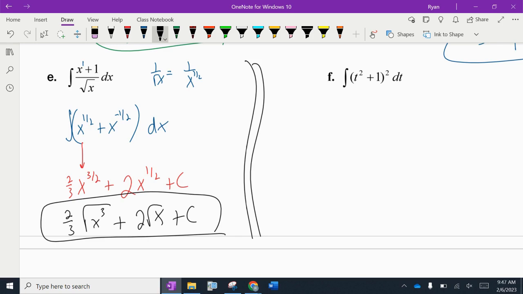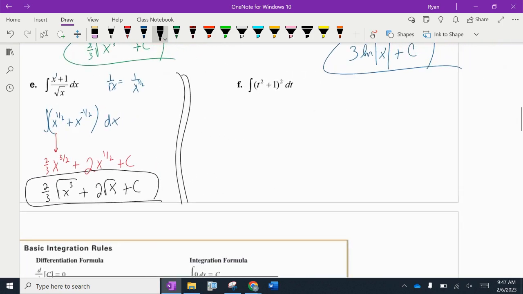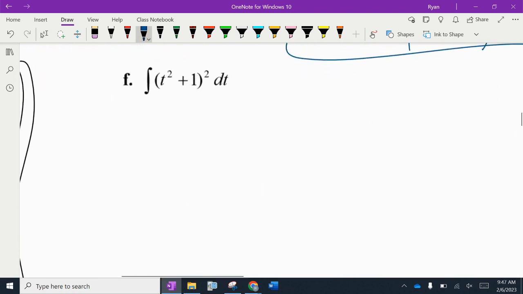It says the integral of t squared plus 1, squared, dt. Now I'm going to show you my first thought on this one, and then we'll see why this wasn't a good way to do it and what's a little bit off about it. So as I look at this right away, I'm thinking, okay, it's another power rule. This is being taken to the second power.